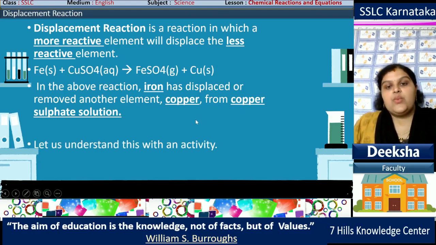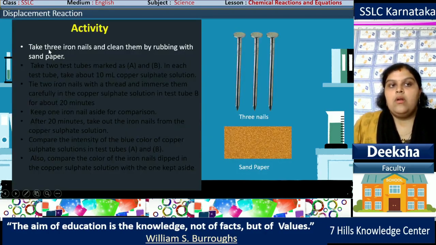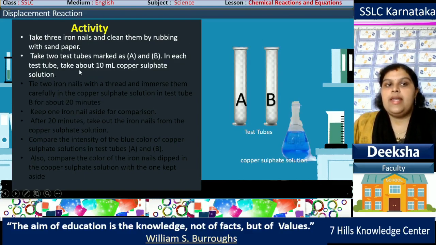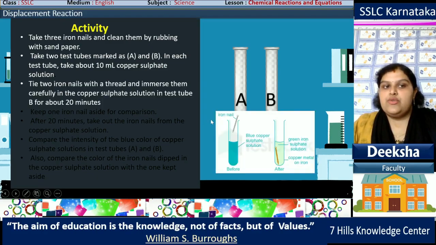Let us understand this with an activity. First, we have to take 3 nails and we have to clean them by rubbing sandpaper. 3 nails and sandpaper. Next, we have to take 2 test tubes and we have to mark them as A and B. In each test tube, we have to take about 10 ml of copper sulfate solution.